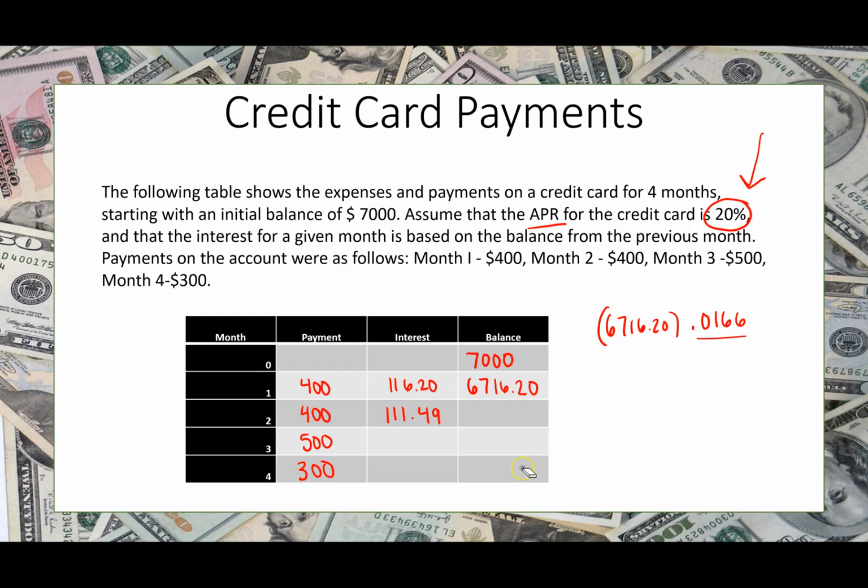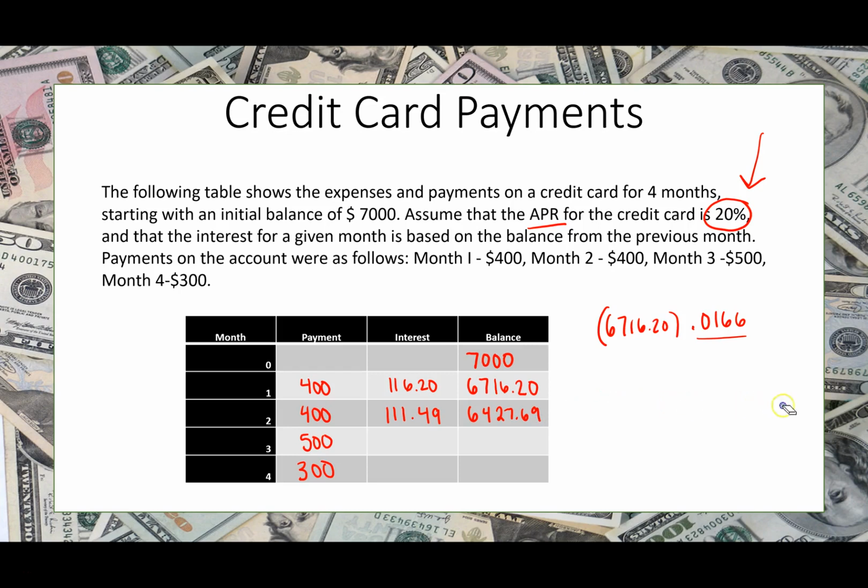And so how am I going to get my balance for month 2? Well, I have my balance remaining, which is 6716.20. I'm going to subtract my $400 payment, and I'm going to add the 111.49. So that's going to be 6716.2, subtracting your 400, and then adding your 111.49. So here you're left with $6,427.69.